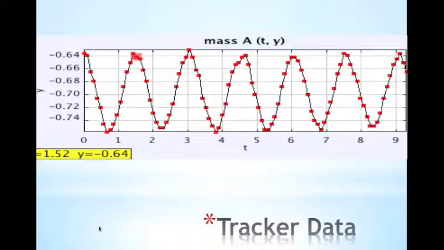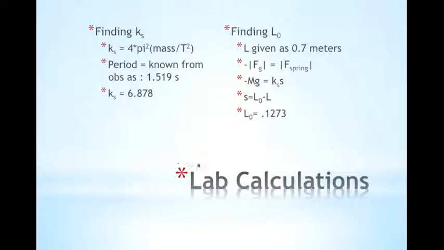To find the period, I found how long it took for the y position to return to its original position again. So, the change in y at the trough of the curve. I was able to find some initial conditions after this, for I can use the period in finding the Ks value and the relaxed length.